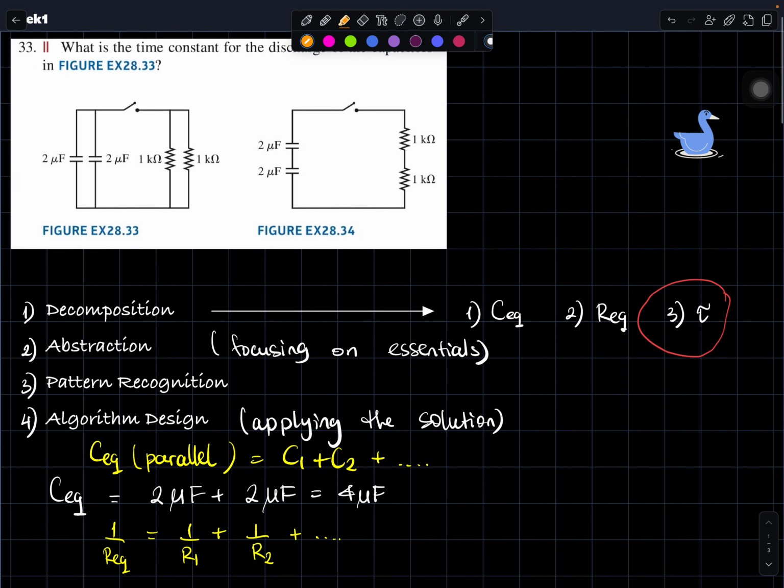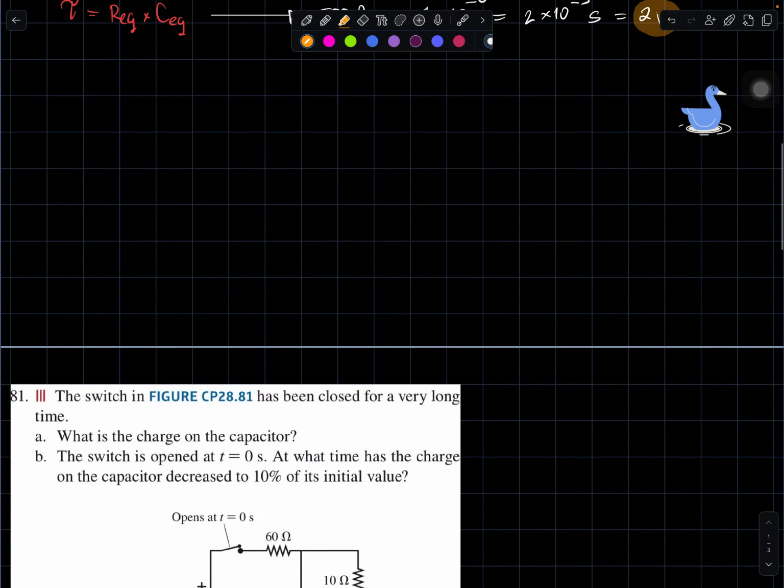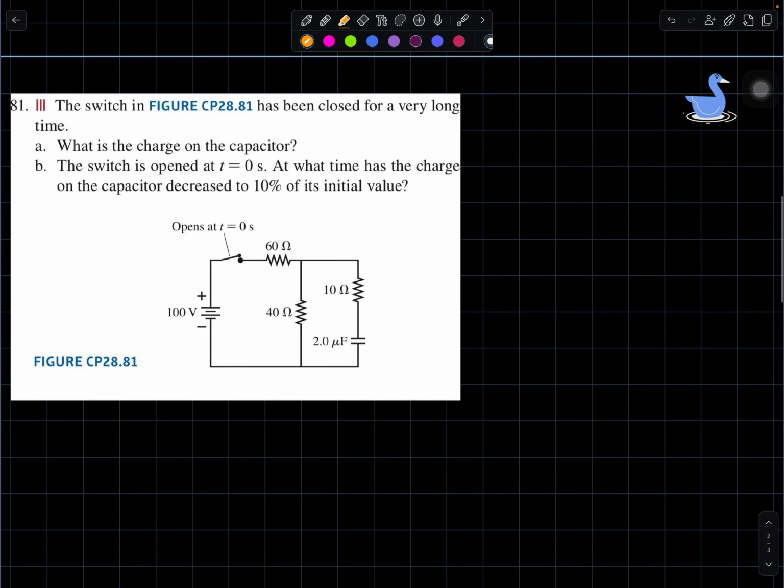Okay, so let's move on to the next question, question number 81. The circuit has a 10-volt battery, a 60 ohm resistor, a 40 ohm resistor, a 10 ohm resistor, and a 2 microfarad capacitor. There are two parts in this question: A, finding the charge at steady state, and B, finding the time for the charge to drop to 10%.